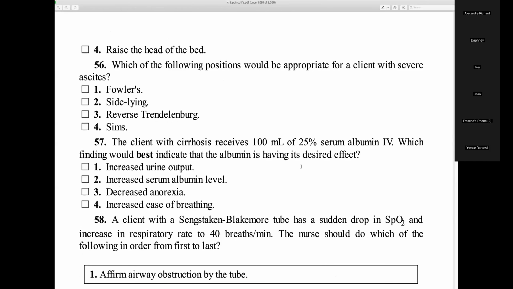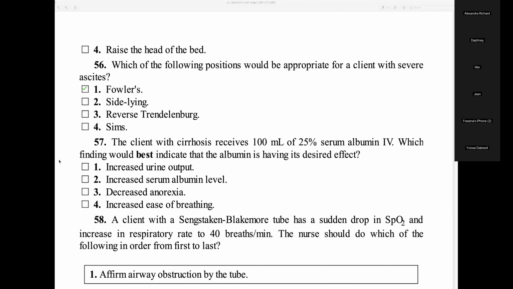Very good. All right, next up is 56. Which of the following positions would be appropriate for a client with severe ascites? Very good. Fowler's. Very good. So we want to promote proper ventilation. So sitting them up like 60 degrees is good.